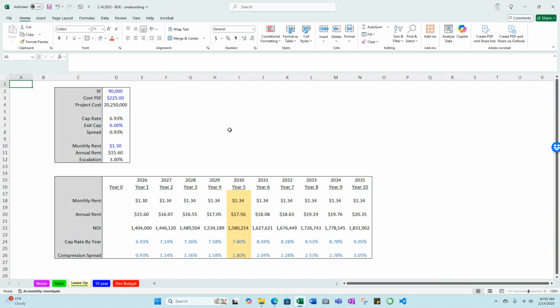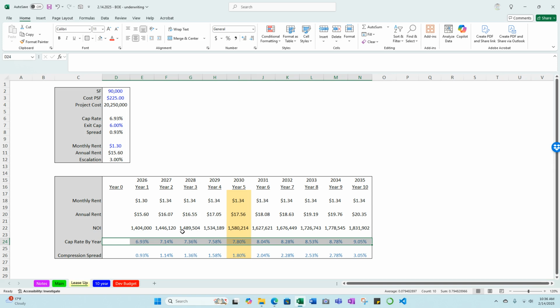I have a lease up tab that I think is a very beneficial tab. Again, we have square foot, cost per square foot, project cost, cap rate, exit cap, the spread between yield on cost and exit cap, monthly rent, annual escalation. The reason I do monthly is a lot of cities in the West go on a monthly rent basis. So here I have modeled out the monthly, the annual rent, the net operating income, the cap rate by year, and the compression spread.